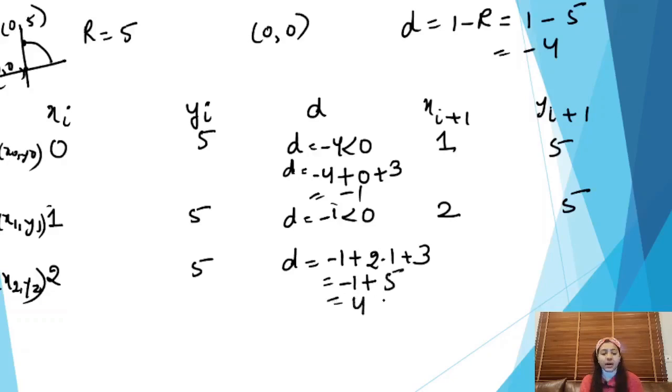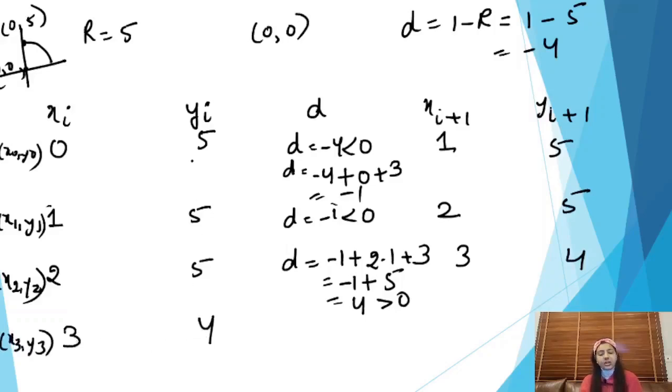4. Now the value is greater than 0, and when the value is greater than 0, that means we choose the southeast pixel. For choosing the southeast pixel, the value of x is incremented but y is decremented. So this is 3 and this is 4. x3, y3, value is 3, 4.